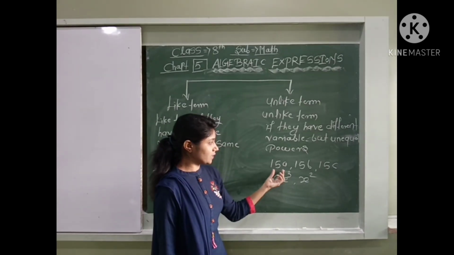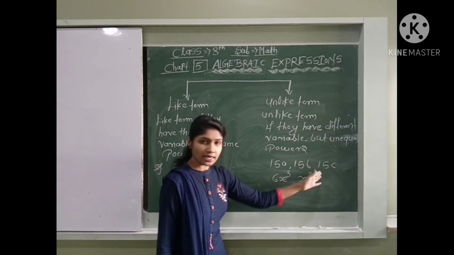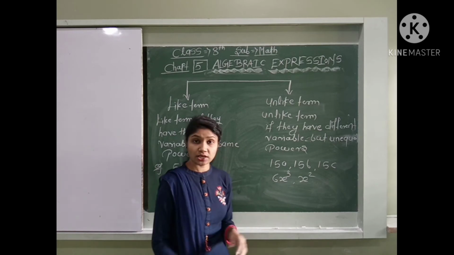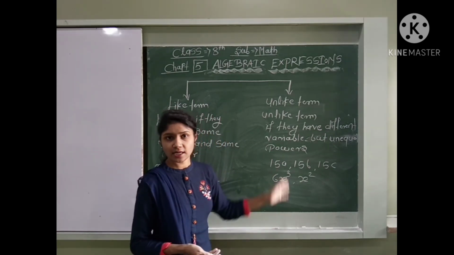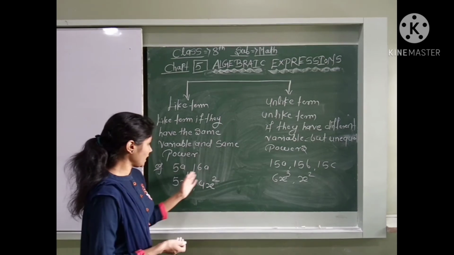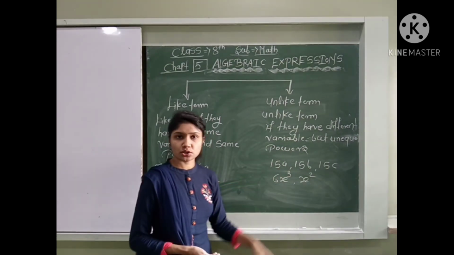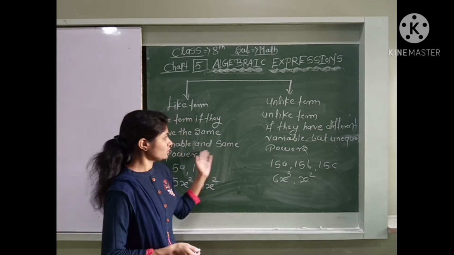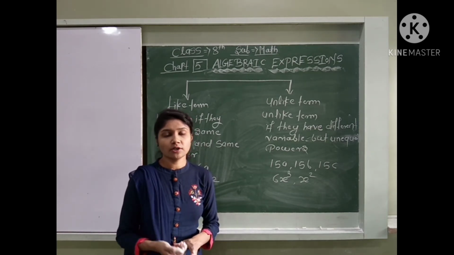It's very easy. 15a, 15b, 15c. Their variables are different. Another example, 6x square, x square, is a different power also. Then you have to say that it is an unlike term. So 15a and 16a is not an unlike term, and 6x square, x square is not a like term. Understand, children? We have to identify the like and unlike terms in the given algebraic expression.